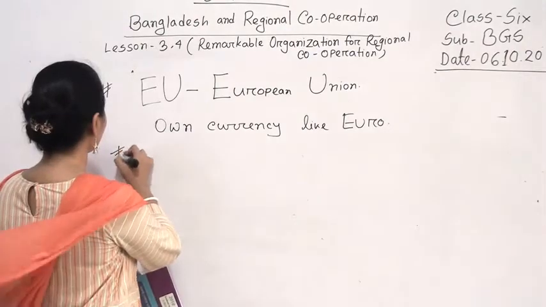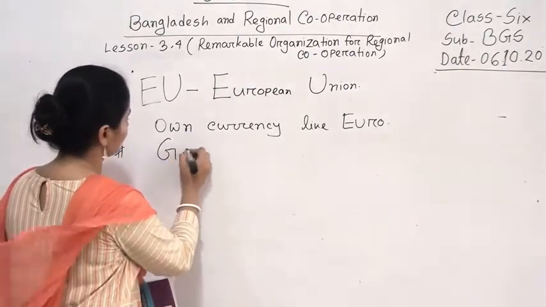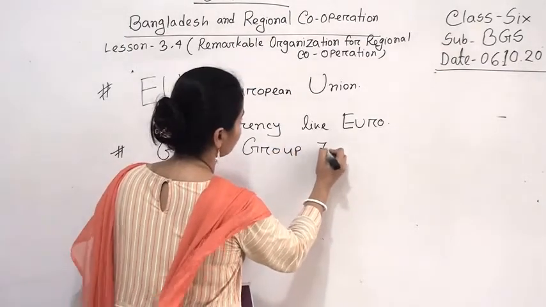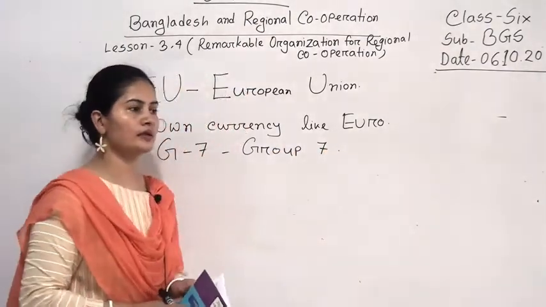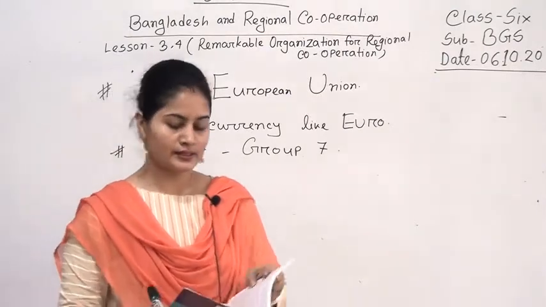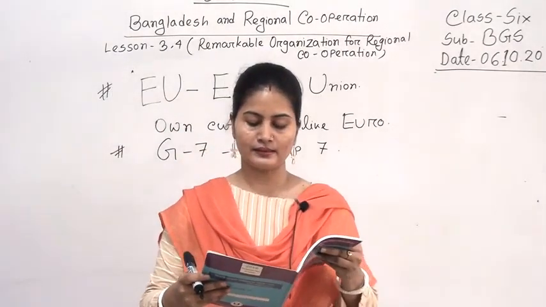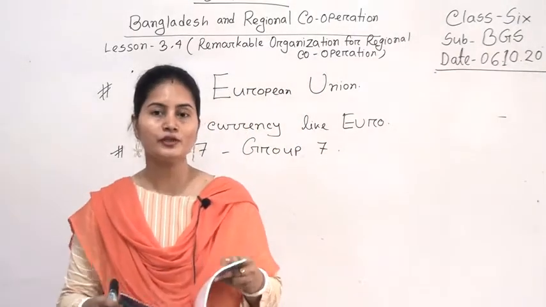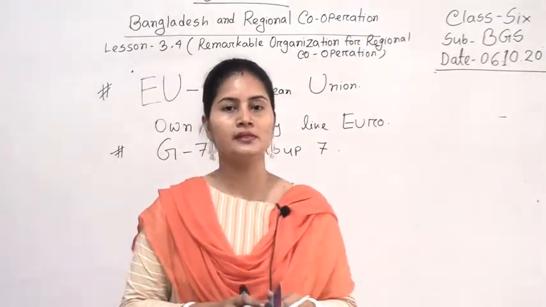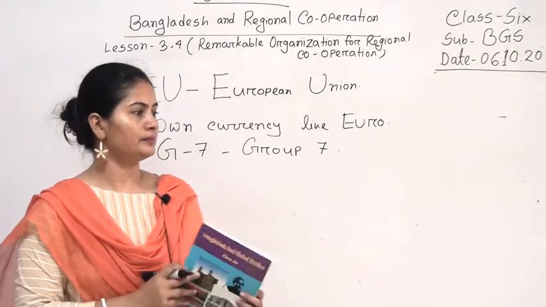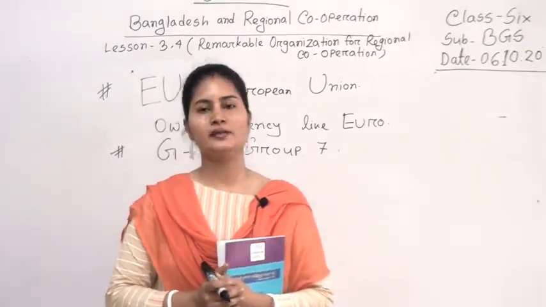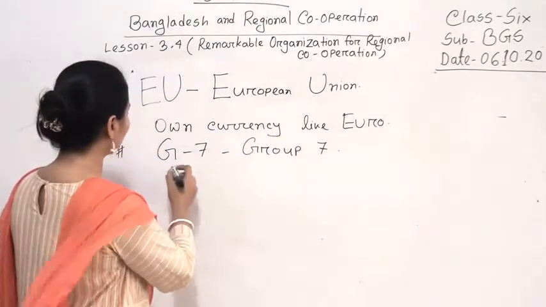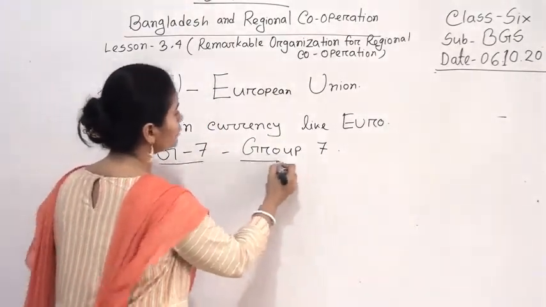Another regional organization is G7, that means Group 7. Group 7 is a regional cooperation organization. The rich, industrially developed and influential countries have formed G7. The richest, industrially developed and influential countries of the world created a group. The name of the group is Group 7.